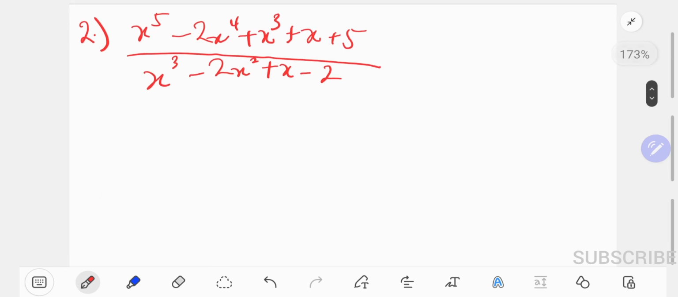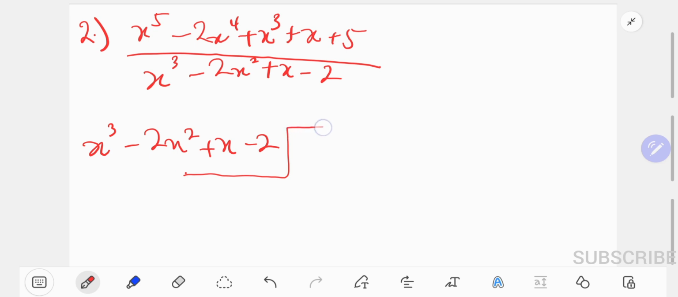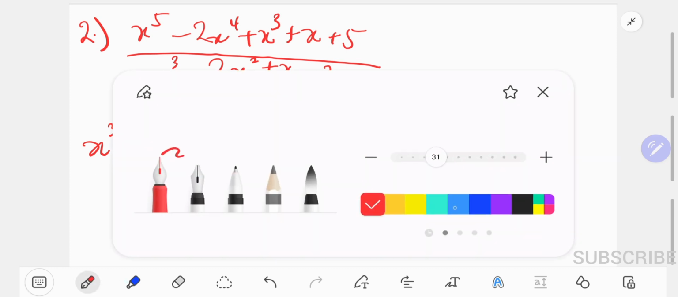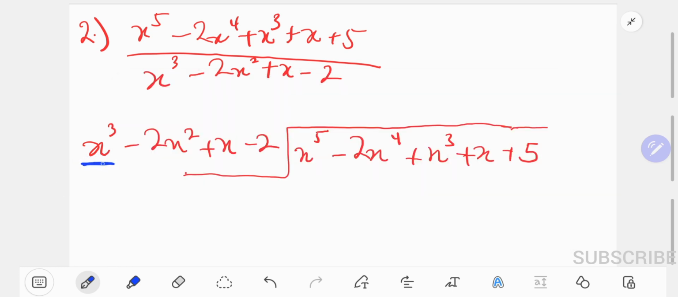So x cubed minus 2x squared plus x minus 2 comes out, and then x power 5 minus 2x power 4 plus x cubed plus x minus, okay, it's plus 5. Alright, so we now have this, just as we always do. Take the first or the highest order of x, then you take the highest order of x to inside. So it's the inside one being divided by the outside one.